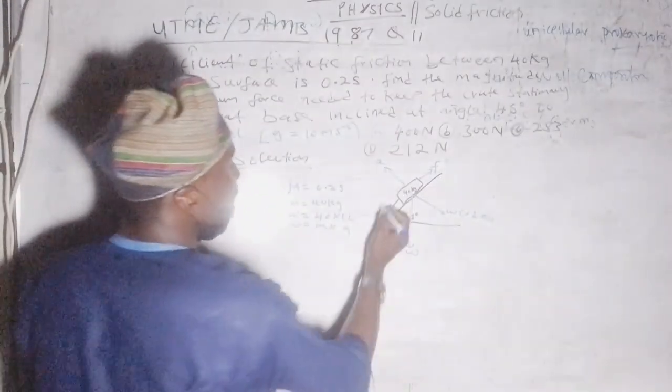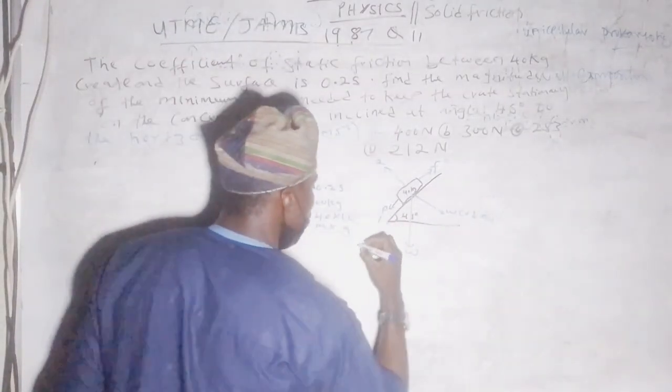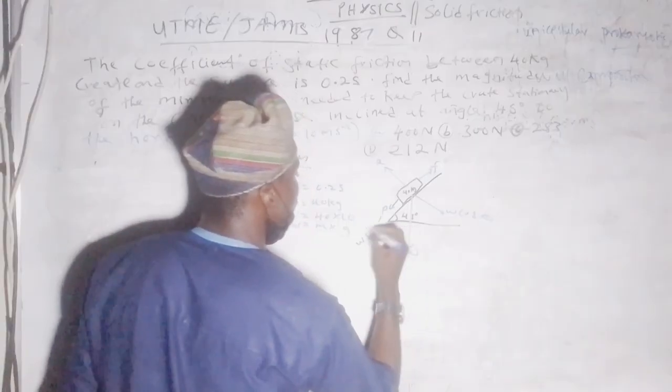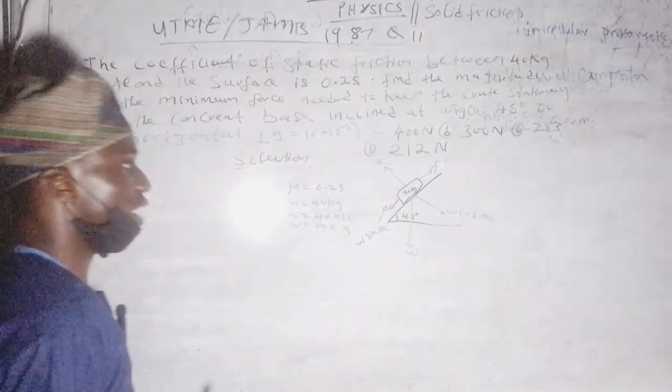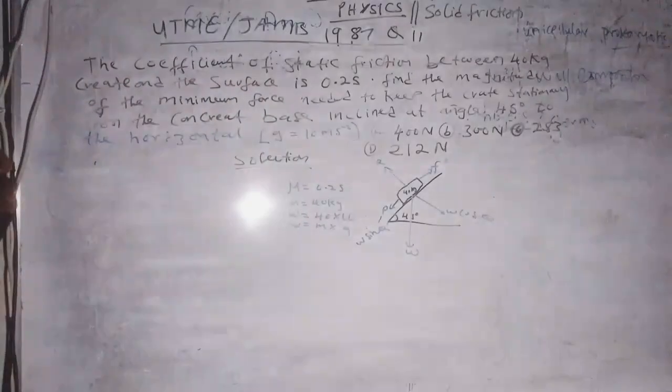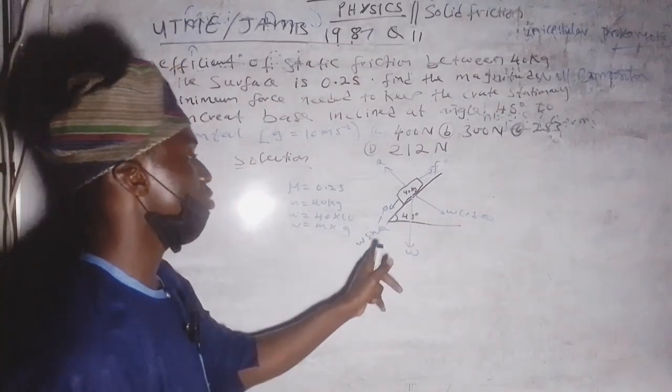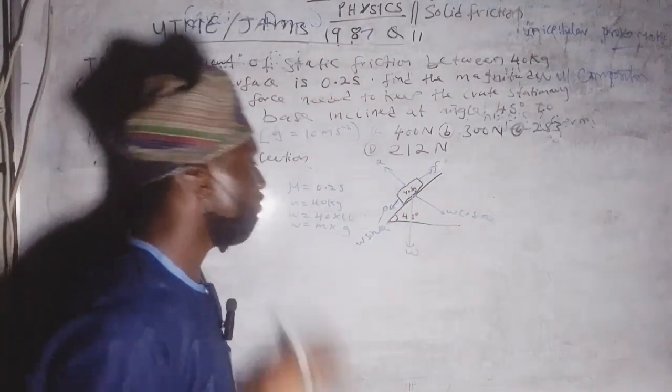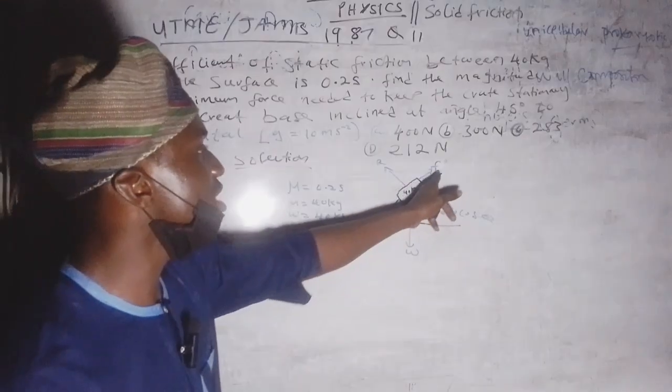So now, our apply force P is the same thing as W sine theta, and our reaction will be W cos theta. I hope you understand this. So we understand that our apply force is W sine theta, our reaction is W cos theta, and the friction that is holding it is F.